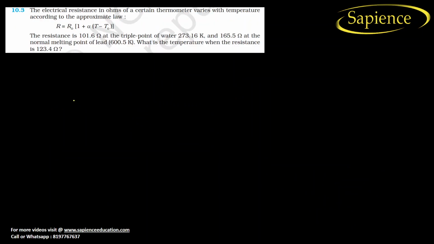Now let us discuss the next question, 10.3. The electrical resistance in ohm in a certain thermometer varies with the temperature according to the approximate law. Here they have given the relation R is equal to R naught (1 plus alpha (T minus T naught)). From here we can see that this is a linear relationship.